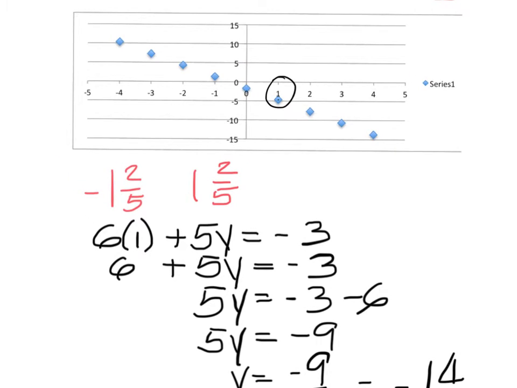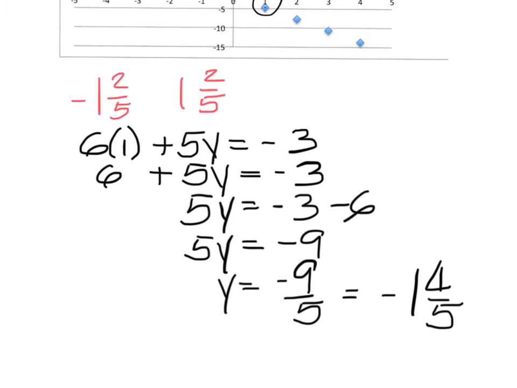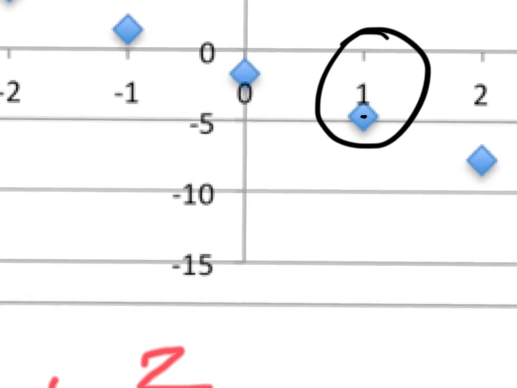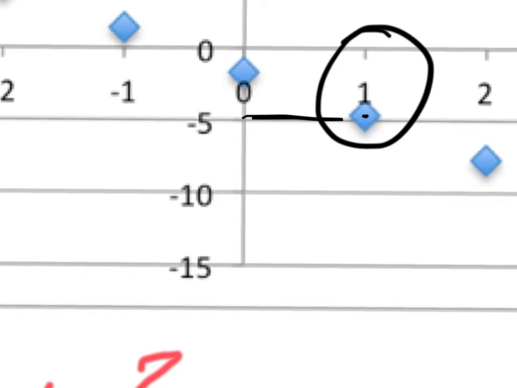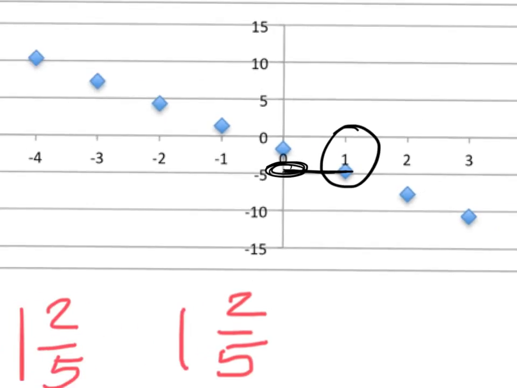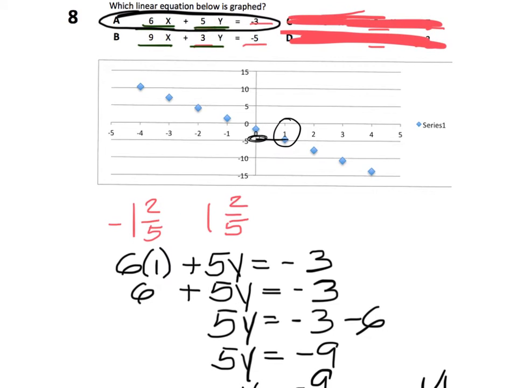Is that what is being illustrated here on the y-axis? A negative 1 and 4/5 here. Is this point here a negative 1 and 4/5? No, it is not. So by process of elimination, the answer would have to be B.